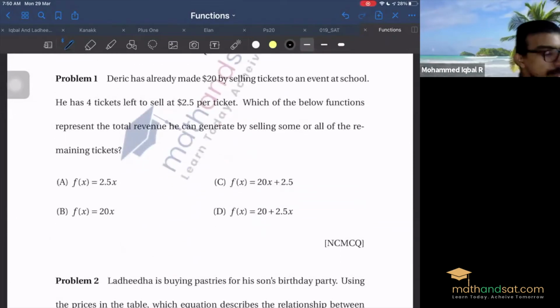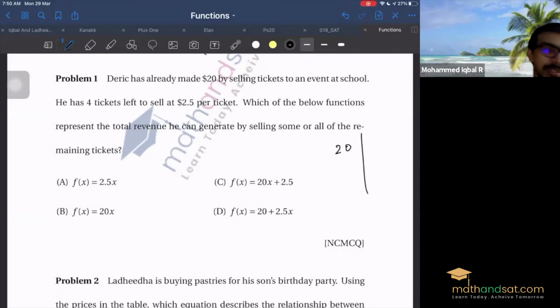Okay, the question is, Derek has already made $20 by selling tickets to an event at school. He has 4 tickets left to sell at $2.5 per ticket. Which of the following functions represent the total revenue he can generate by selling some or all of the remaining tickets? So he has already made $20.